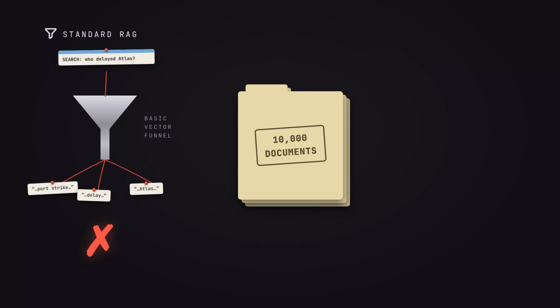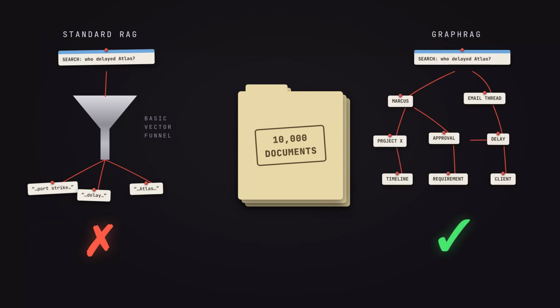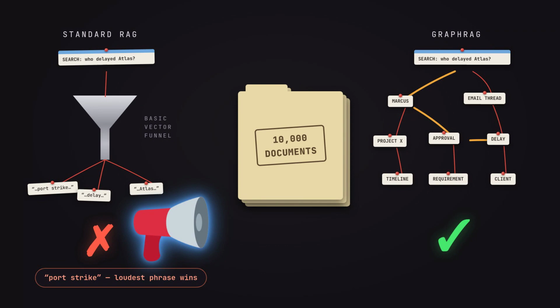If you're still relying on basic vector search for your AI apps, you're feeding your users wrong answers. Run the exact same query against those same 10,000 documents, and GraphRAG nails the right answer every single time, while vector search only matched the loudest phrase in the document pool. GraphRAG mapped the actual lineage, linking Marcus directly to the stuck approval and the resulting delay.